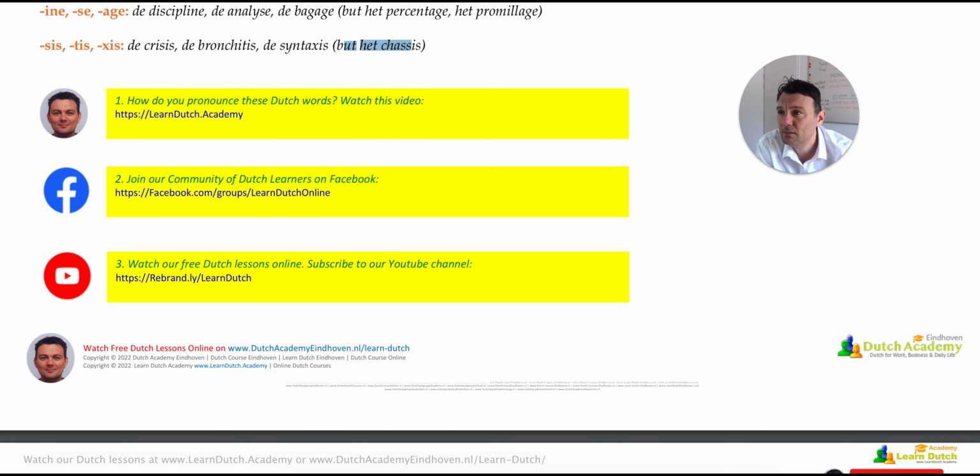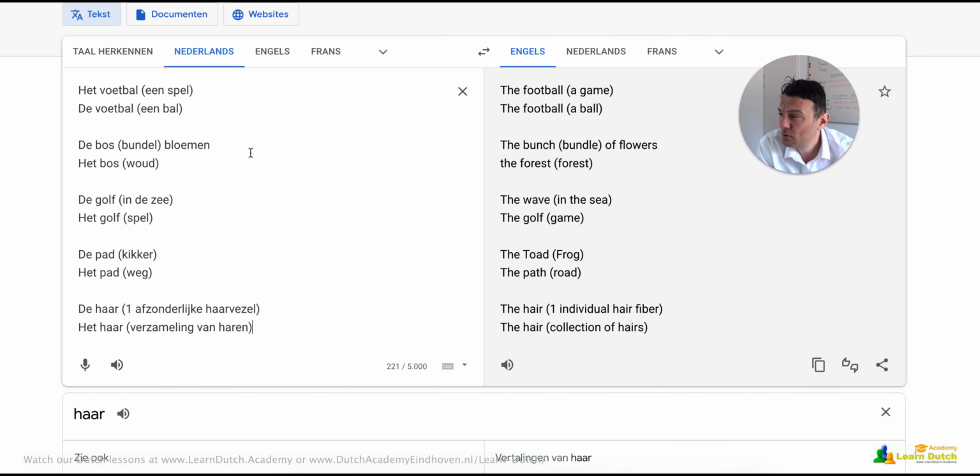But it is not all. Some words, let's say football, would sometimes have het, sometimes de. Why? You see what's happening? Het voetbal has a different meaning. It means a sport, a game, but de voetbal, it's a ball.